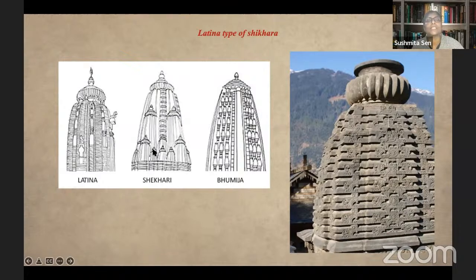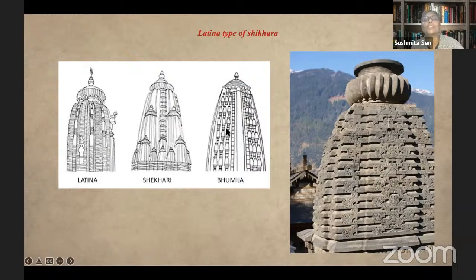So this is in the center. So this is Shekhari style, and they are broader and shorter than Latina. Their roofs are composed of several slabs that gently rise to a single point over the center of the building. And then we have the Bhumij style.